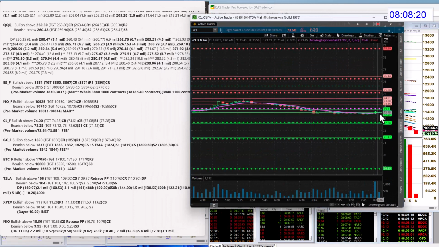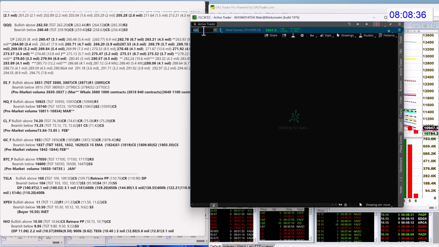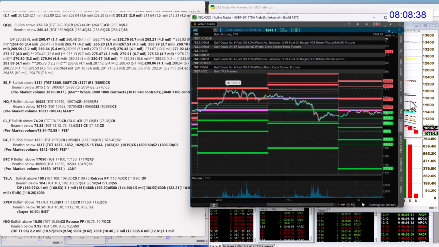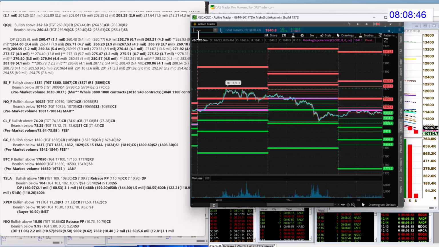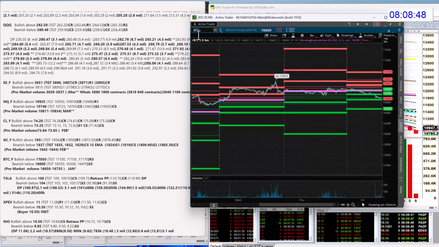Let's check out oil. Okay, oil futures kind of stuck in this lower part of the pivot box. We're going to be bullish above 74.20 and bear below 73.25 if we go below that last Camarilla in the box. Let's check out gold futures, bullish above 18.50 today. If we can break higher here, bear below 18.37.